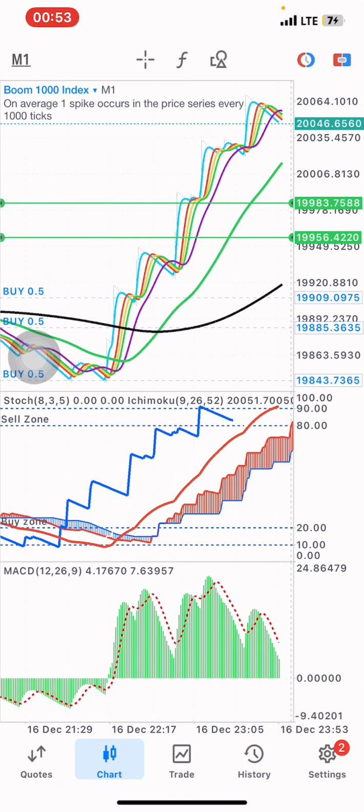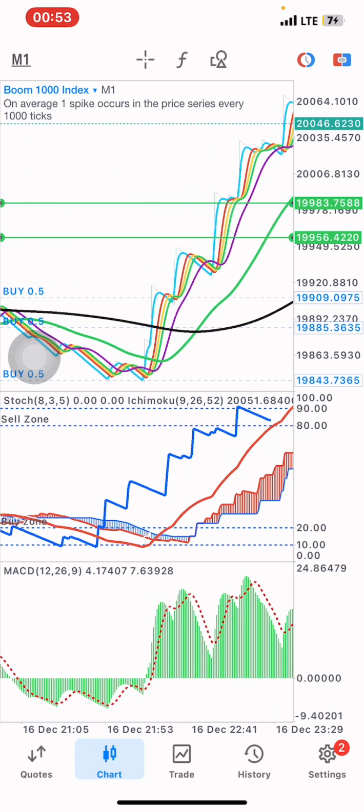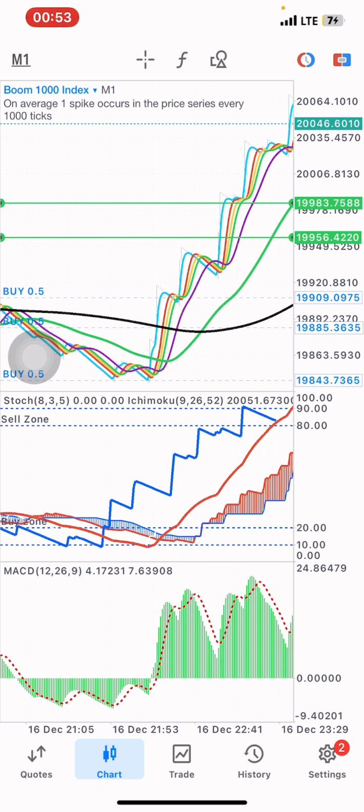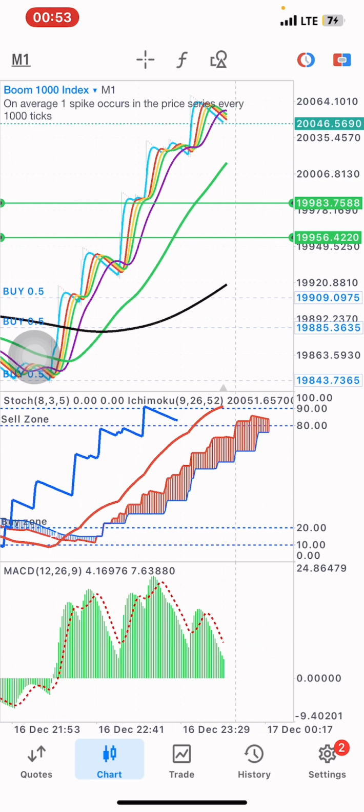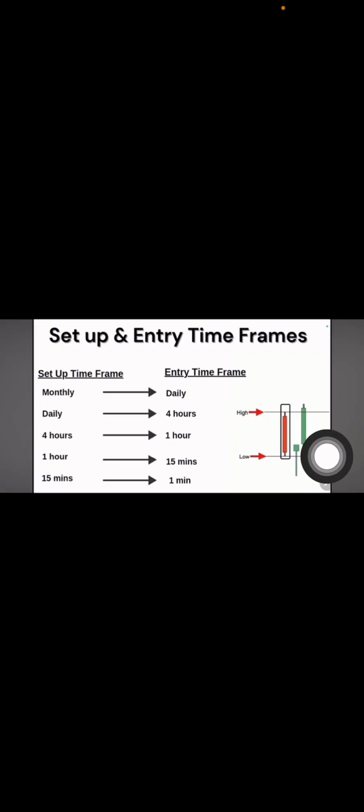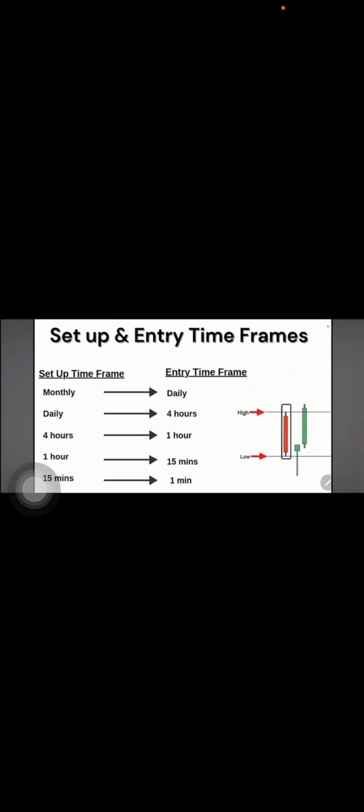Let's move to the last section of this session, where I'm going to give you the best time frames to use for the Magic Bomb Spike strategy. If you want to catch this kind of nice setup with the Boom and Crash Magic Bomb Spike strategy, here are the best entry time frames. If you are using the monthly time frame, you should use daily as your entry trigger.